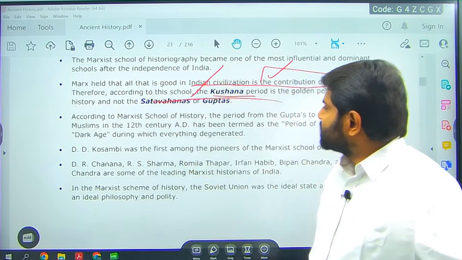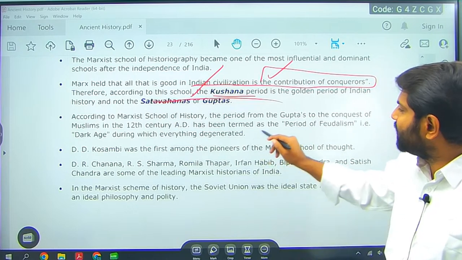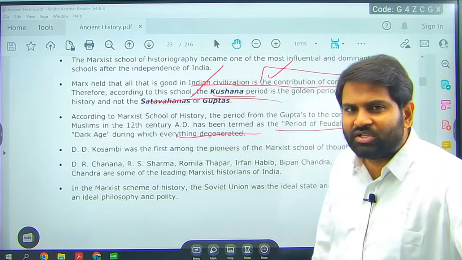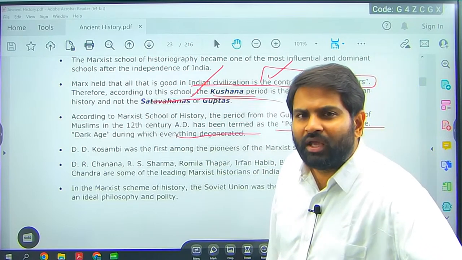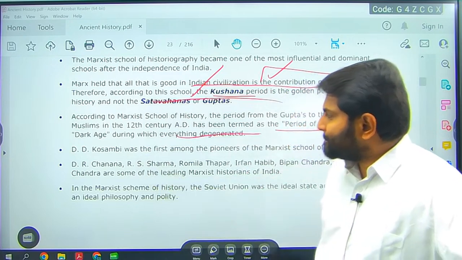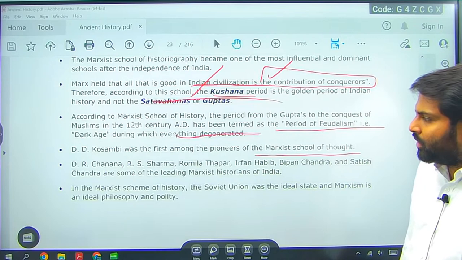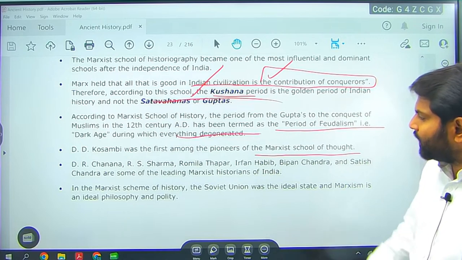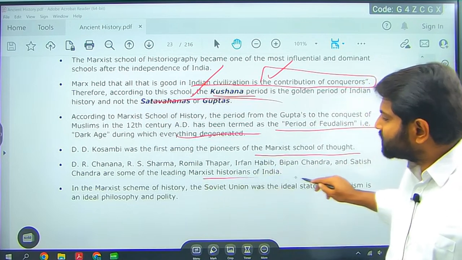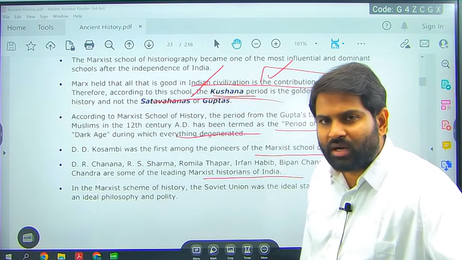According to the Marxist school of history, the period from the Guptas to the Muslim conquest in the 12th century AD has been termed the period of feudalism, that is a dark age, during which everything degenerated, unlike the glorious period during the Gupta time. D.D. Kosambi was the first among the pioneers of the Marxist school of thought. R.S. Sharma, Romila Thapar, Irfan Habib, Bipin Chandra and Satish Chandra are some of the leading Marxist historians of India. Marxist thought, Marxist influence, Marxist school.